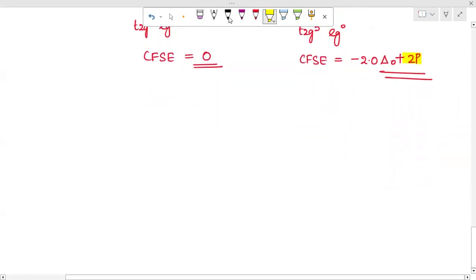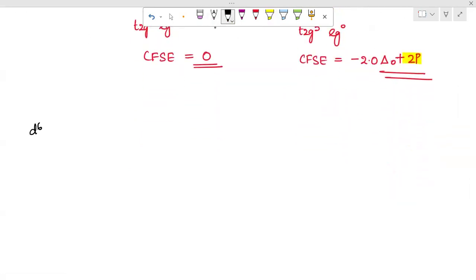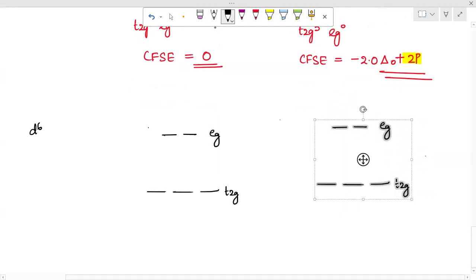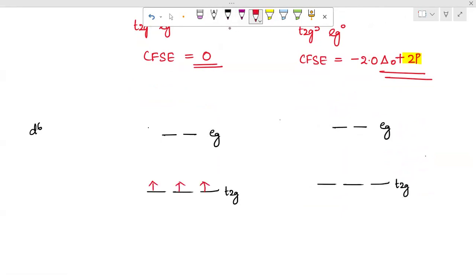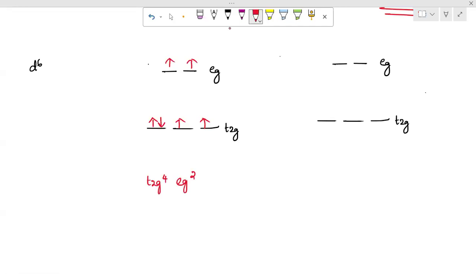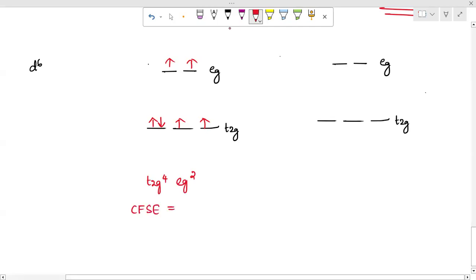This is also easy. Next one might be confusing. Mark that as important, and that is what was asked in the question paper. d6. So when we have d6, there are two possibilities. One is 1, 2, 3 jumps and then pairing occurs. Here the configuration is t2g4 eg2. CFSE is equal to 4 into minus 0.4 delta O plus 2 into plus 0.6 delta O, which is equal to minus 0.4 delta O.